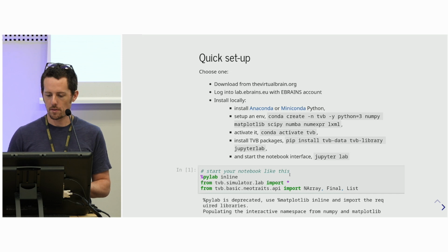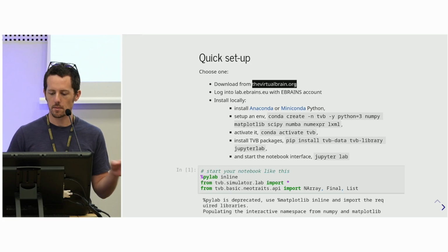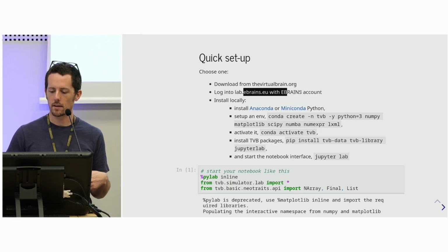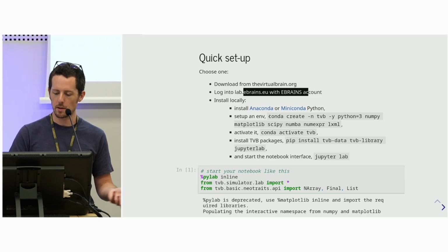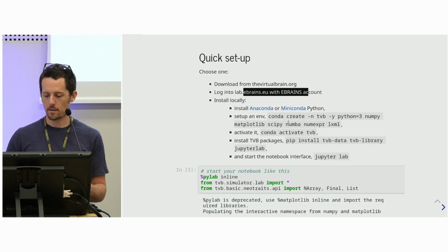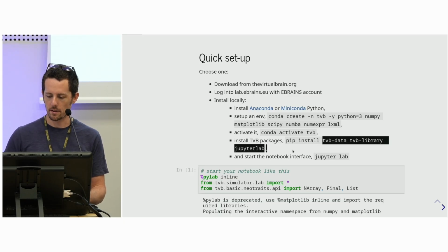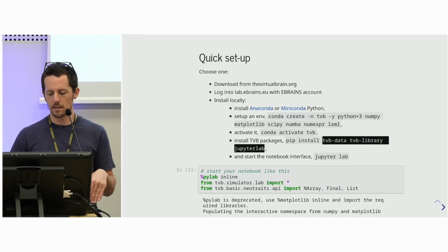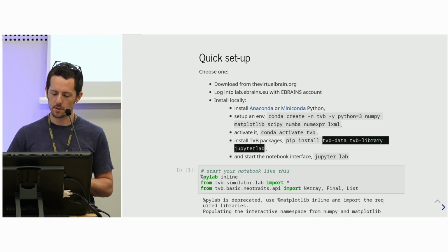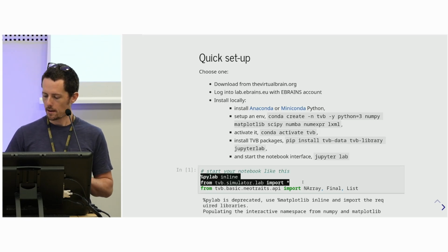If you want to get set up to run this, you can download from thevirtualbrain.org. As Spasa mentioned earlier, you can open on eBrains. You can install locally rather quickly with Conda or the PIP tool. All it really takes is to install a few dependencies, the TVB library notably. And once that's done, your notebook can start with just a few imports.